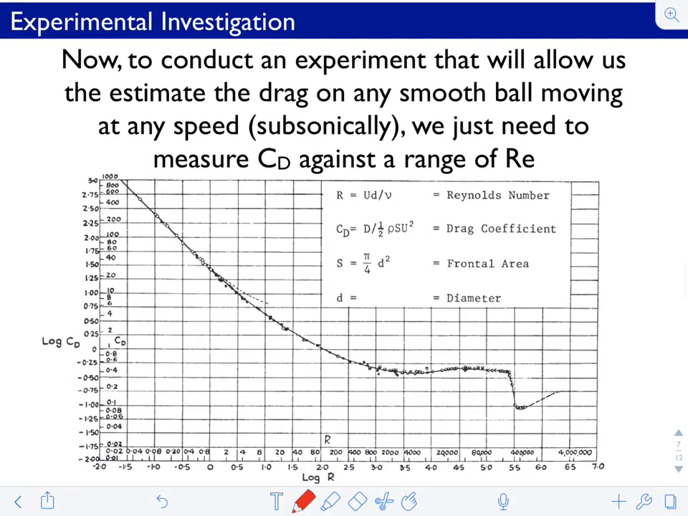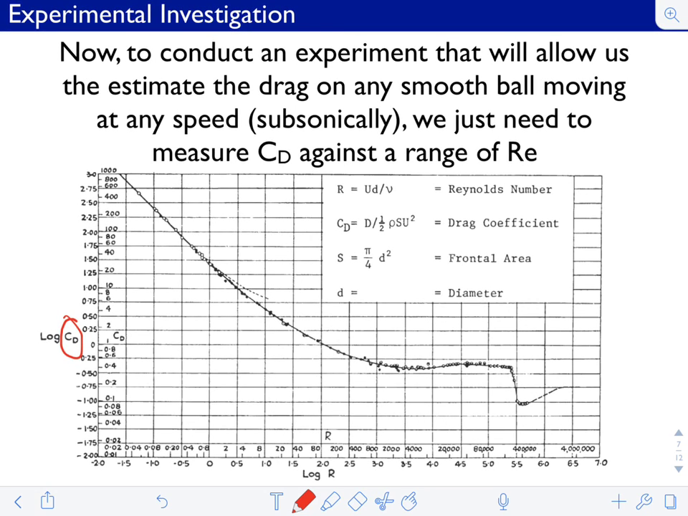This allows you to do something like an experimental investigation where you take, could be castor oil, could be fresh water, whatever it is, you take your smooth spheres and you measure their drag and compute the drag coefficient against a range of Reynolds number. That's written capital R, but that should be Re, or Reynolds number. And you measure your CD, you measure your Reynolds number, where S is the frontal area, or maximum cross-sectional area of that sphere, where D is the diameter.